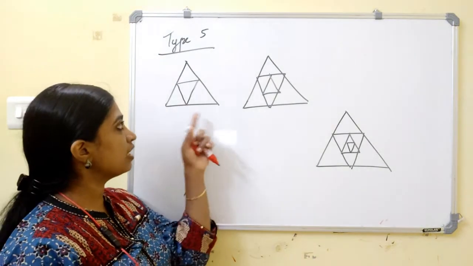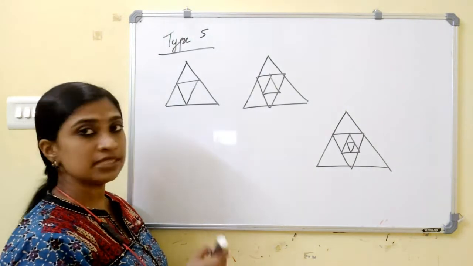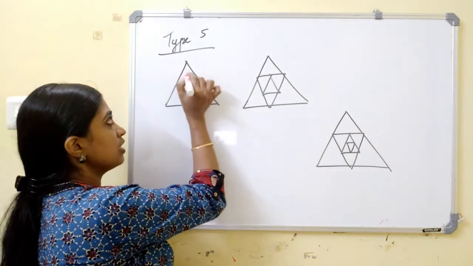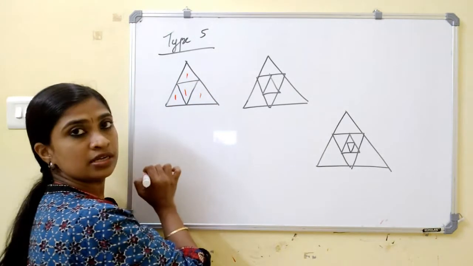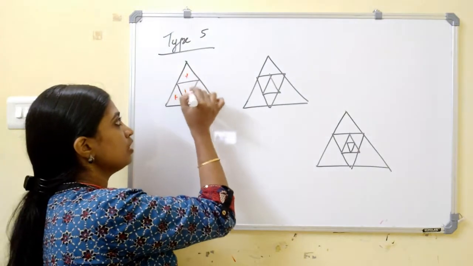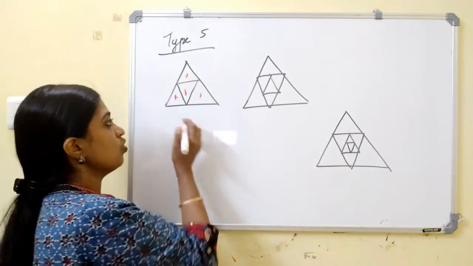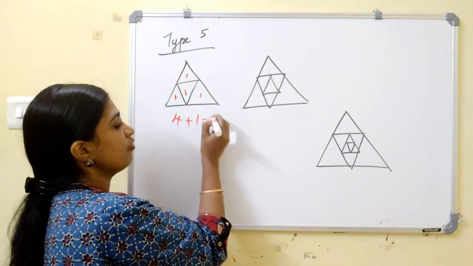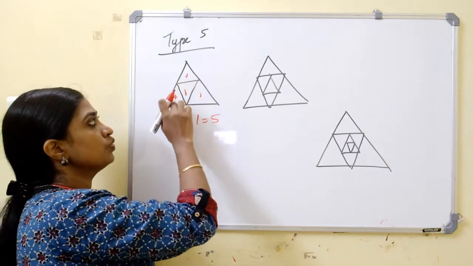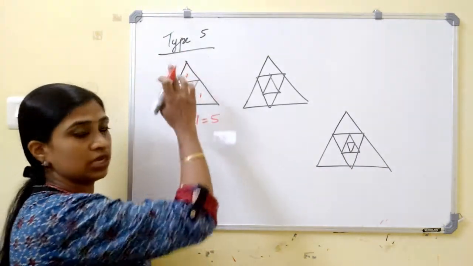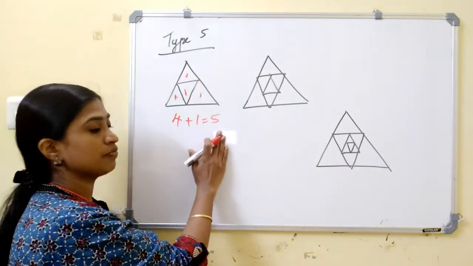Here a triangle is present within a triangle. The number of triangles present here, let us number it. This is one triangle, this is second triangle, this is another triangle, and this is another triangle. So 1, 2, 3, 4 triangles are present, along with that, this outer triangle. So 4 plus 1, 5 is the number of triangles in this figure. So when a triangle appears within a triangle, 5 triangles are formed.